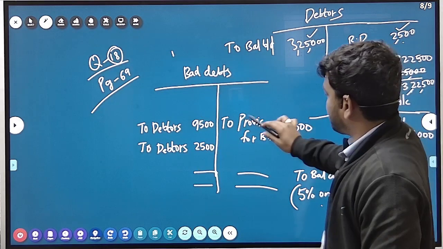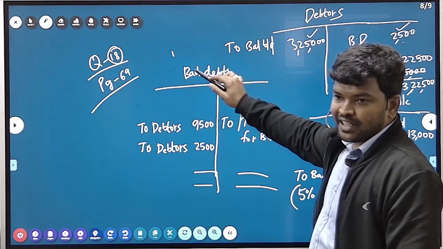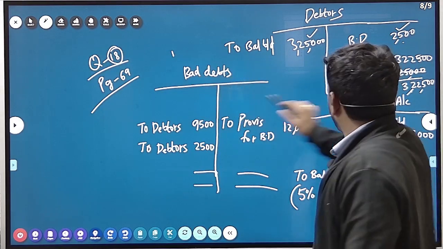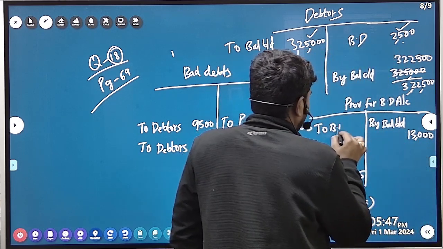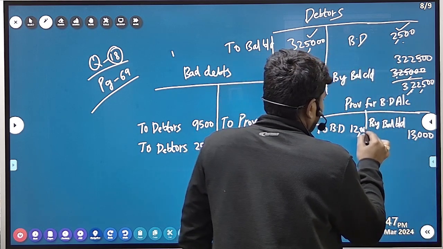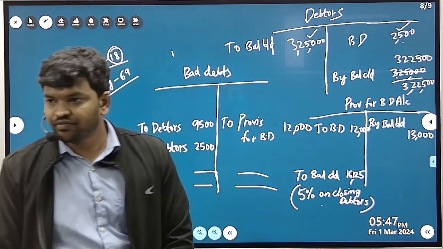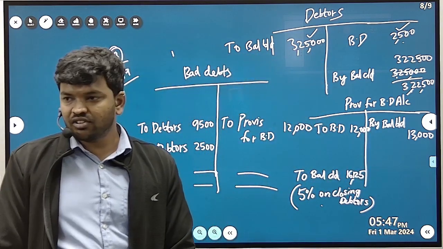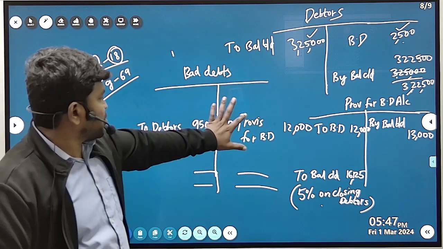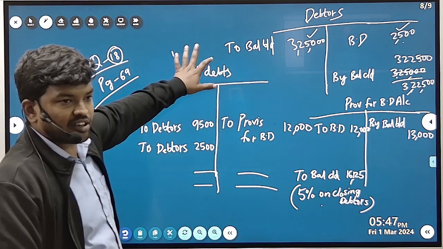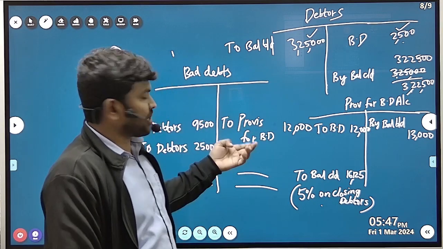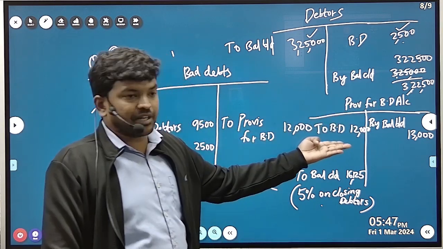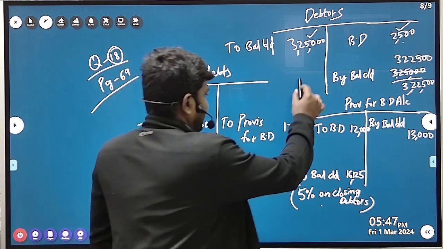What will be the entry? Provision for bad debts account debit to bad debts account. How much? 12,000. Yes or no? Make the entry: provision for bad debts account debit to bad debts account. So bad debts account is credited, provision for bad debts account is debited. Understanding?